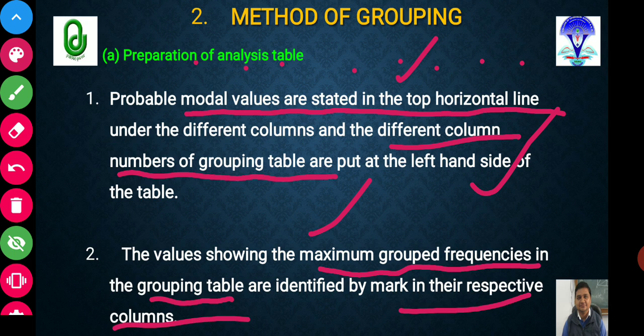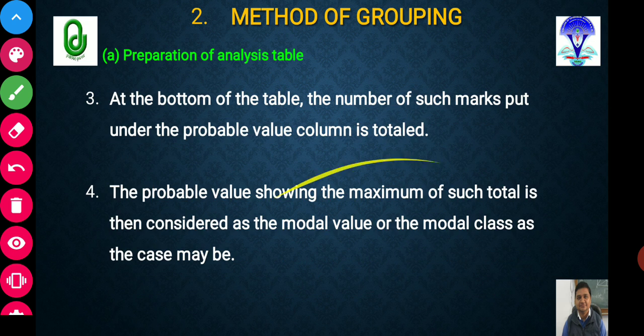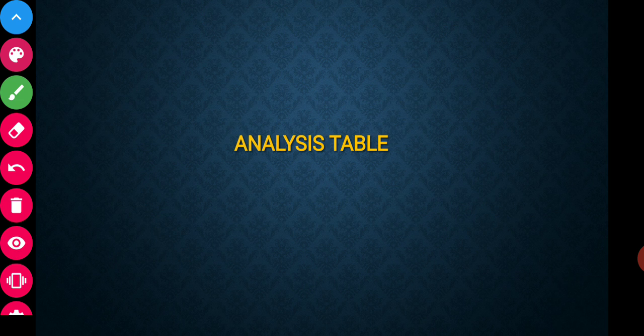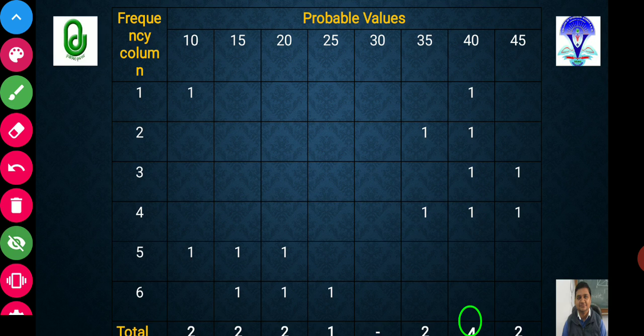So what we have to do is identify the value showing maximum grouped frequency in the grouping table. How will you do it? We will see in the next step. At the bottom of the table, the number of such marks put under the probable value column is totaled. So first we will go again to the table. This is the analysis table.